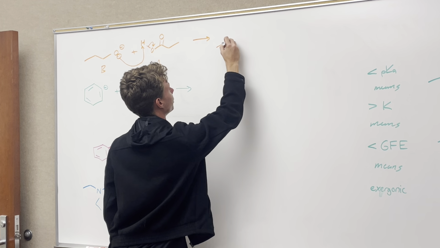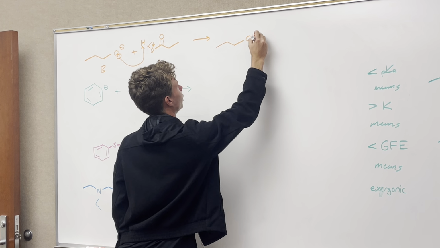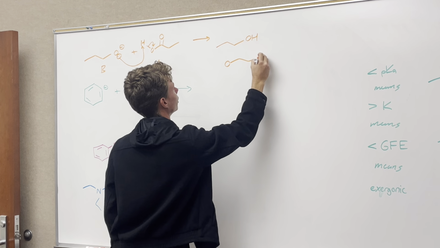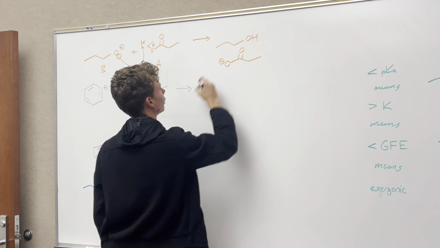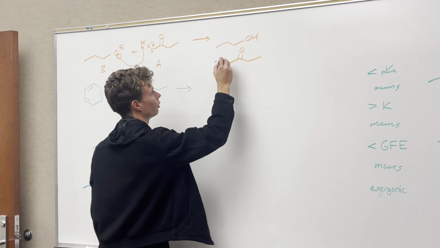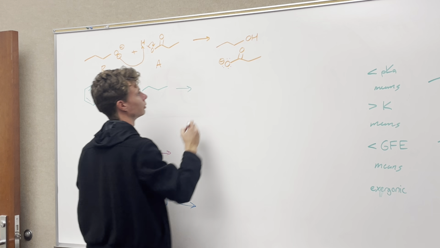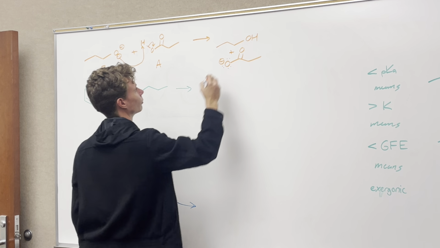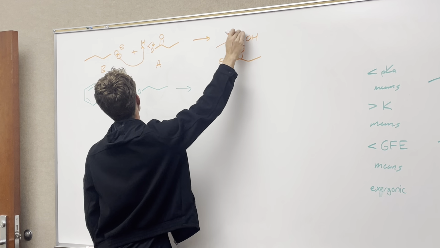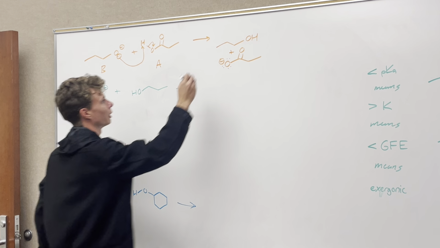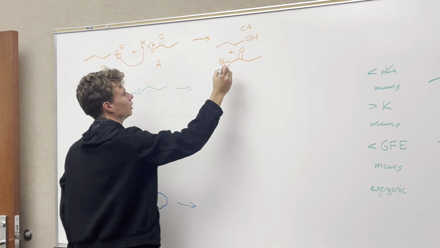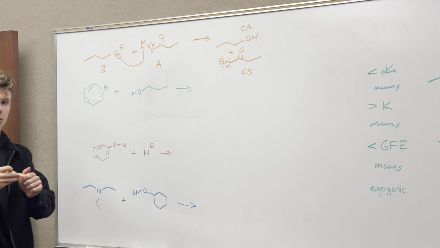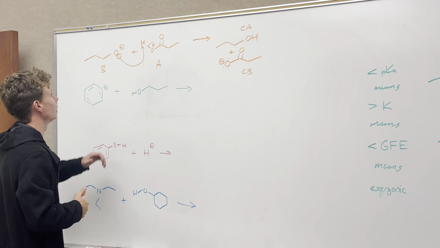My products then will be butanol and this guy, okay? If I wanted to draw lone pairs in there, I could. All right. This would be my conjugate acid, okay? My base always turns into my conjugate acid, and my acid into the conjugate base.